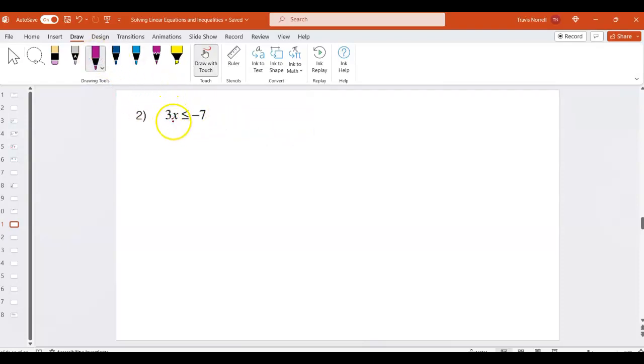Solving for x, the opposite of multiplying by +3. I'm not multiplying by a negative number this time. I'm multiplying by a positive number, so I'm not actually going to flip that sign around. 3 will go into 3 one whole time. 1 times x is x, is going to be less than or equal to -7/3.